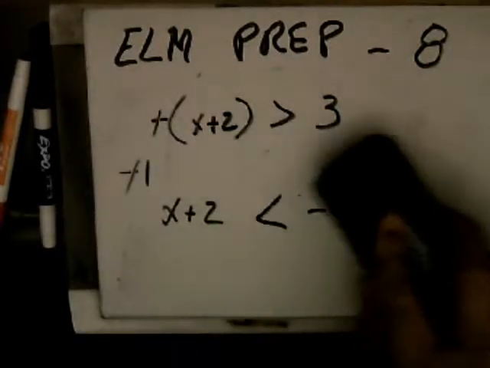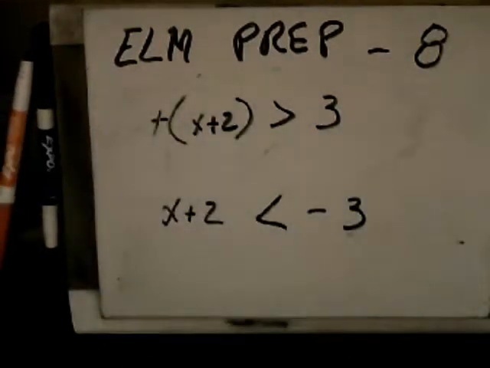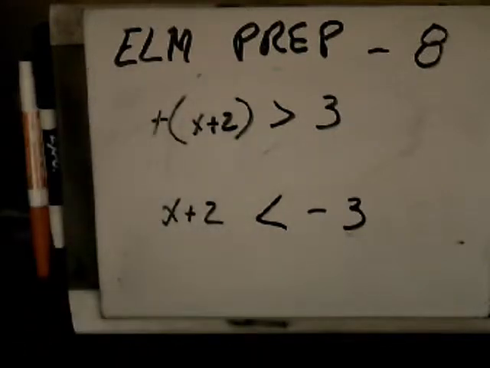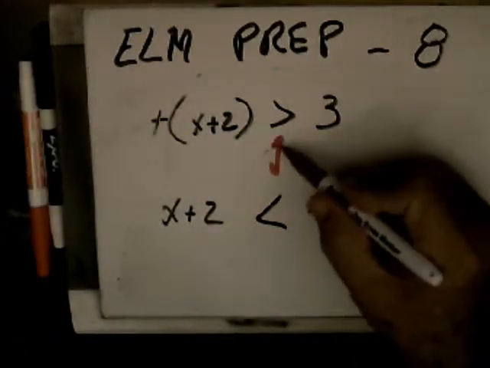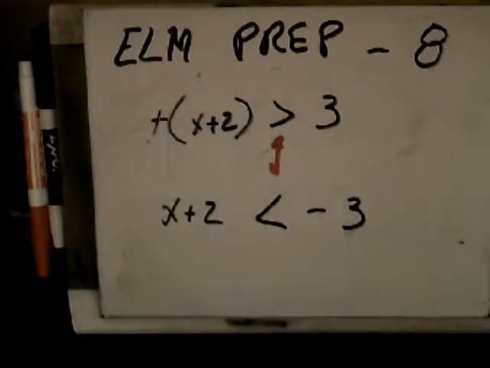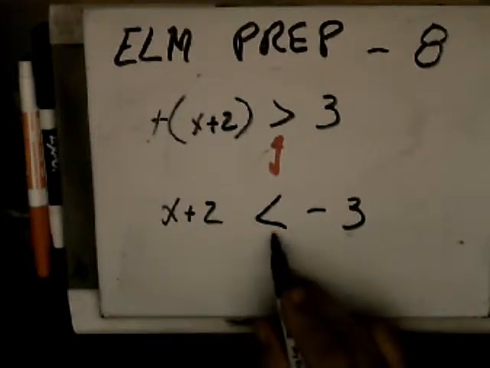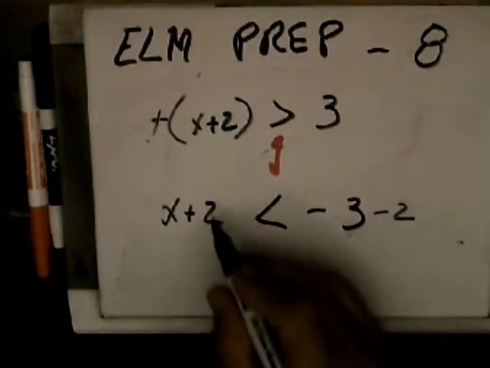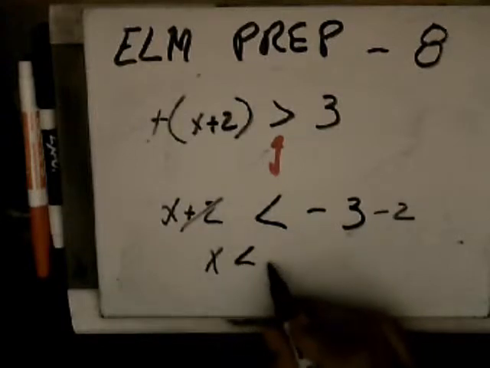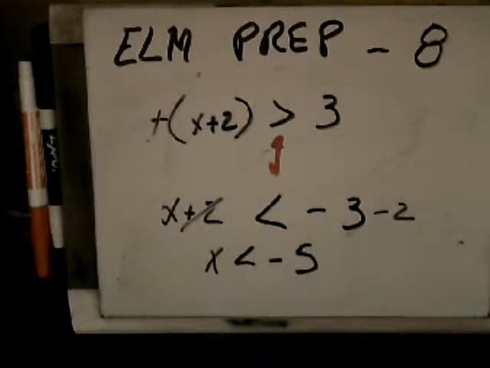All right, that was a little tricky, and you have to be extremely cautious of this problem when dealing with negatives out in front. So now we can add or subtract across this without changing this. So we're going to subtract 2 from both sides. So now we have x is less than minus 5.